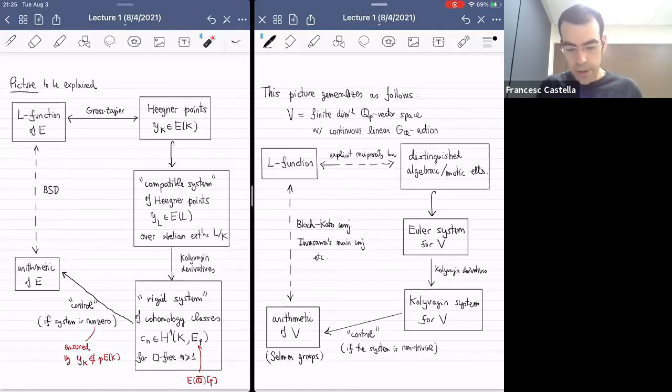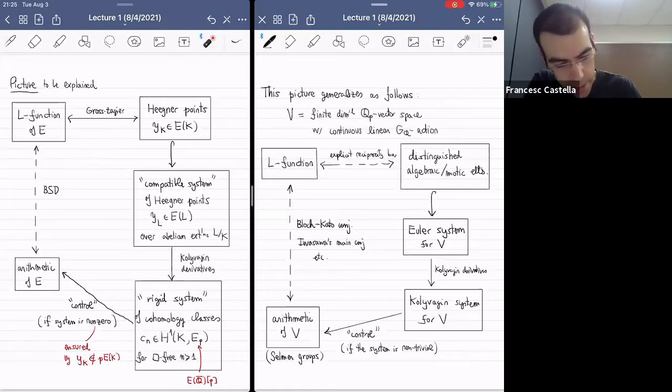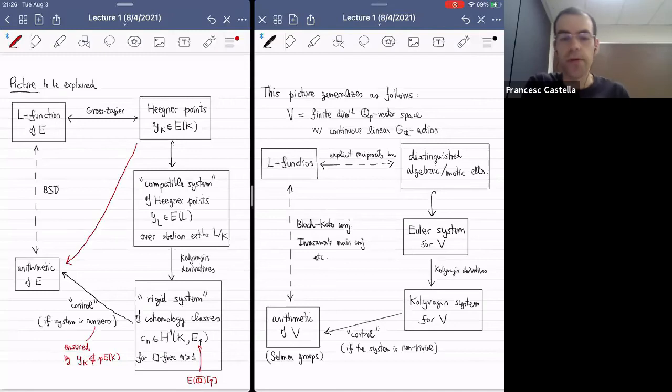Okay, so now after this general discussion, we can begin giving the precise definitions and going slowly over the different steps in the proof by Kolyvagin, going over these 3 steps by Kolyvagin.